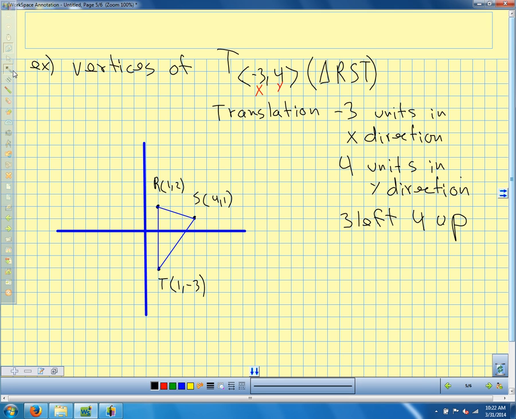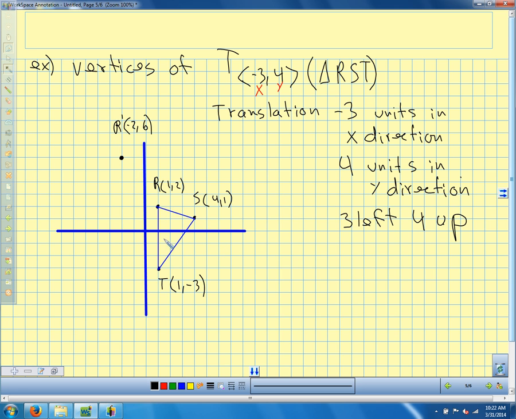So the easiest way to do this, when we have a graph, is we're going 3 left and up 4. So I'm going to go from vertex R, 3 left, 1, 2, 3, and up 1, 2, 3, 4. And that's going to be R prime. And I look at my graph, and that puts me at -2, 6. I'm over 2 and up 1, 2, 3, 4, 5, 6.